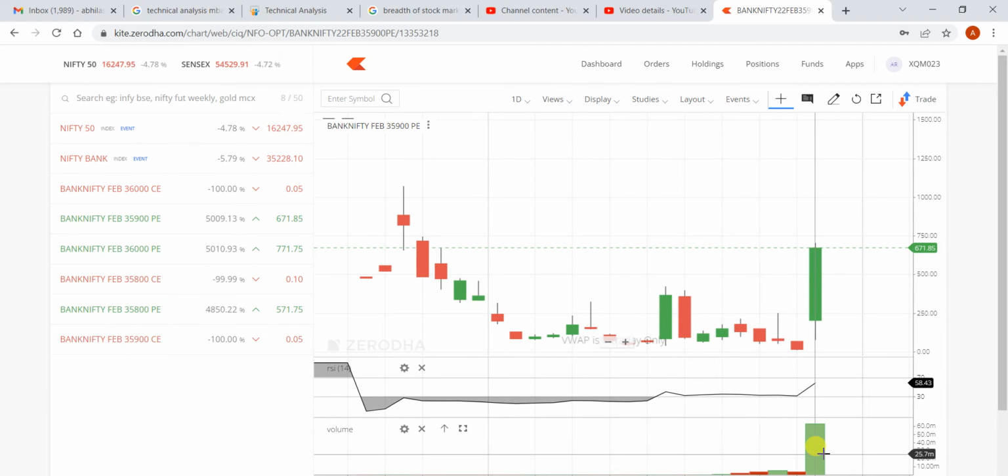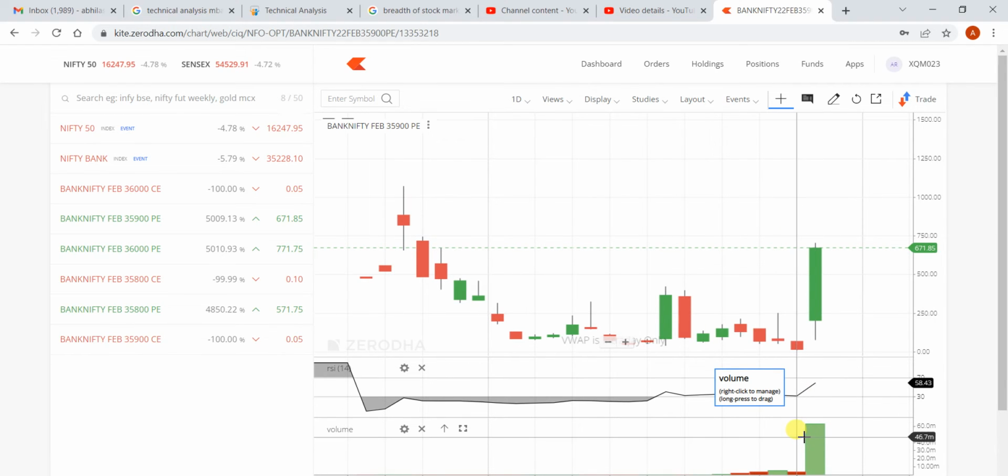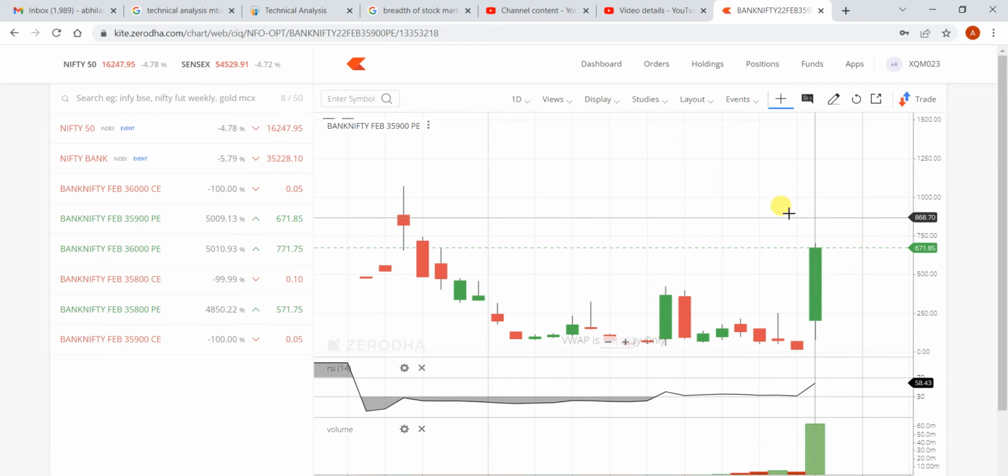Okay, so if you see that the price is just going up and the volume is red, then it is indicating that the stock will reverse soon. Here we have got very good green and big volume. So tomorrow maybe we will see another fall in the stock market.